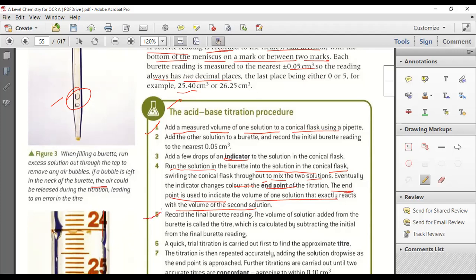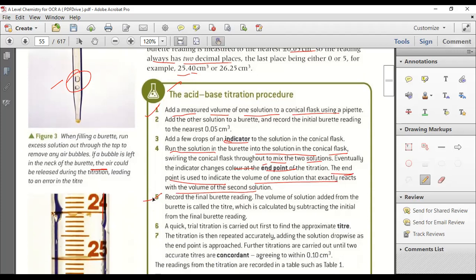Fifth point, what it is saying: record the burette reading and the volume of the solution added from the burette is called the titrate. It's up to you. You can fill up to 0 again and again, or you can continue with that. So we need to record the final reading, and the titrate is calculated by subtracting the initial from the final burette reading. You can do it very simply.